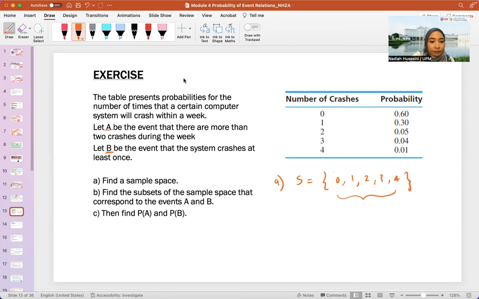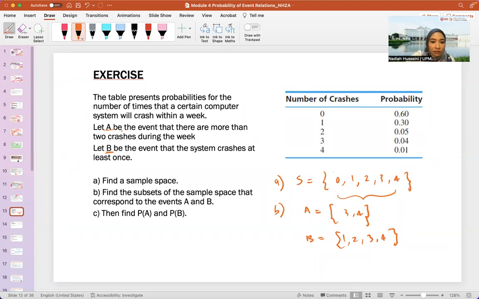Who should I call? Can you say your name? Hilman. Oh, okay, go for it, Hilman. B. Is the subset for A 3 and 4, and for B 1, 2, 3, 4? Oh, sorry, B is 2, 3. Oh, 1. Okay, 1, 2, 3, 4. Okay, so everyone agrees with Hilman? Thank you, Hilman. Yeah, I agree.